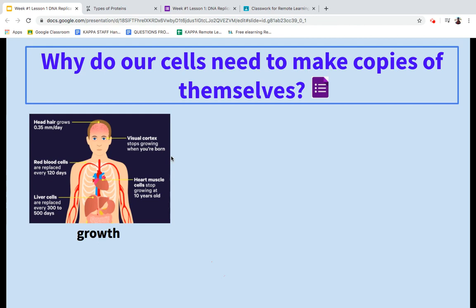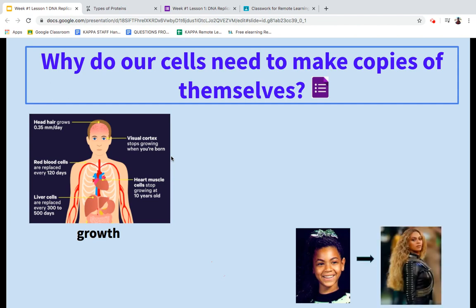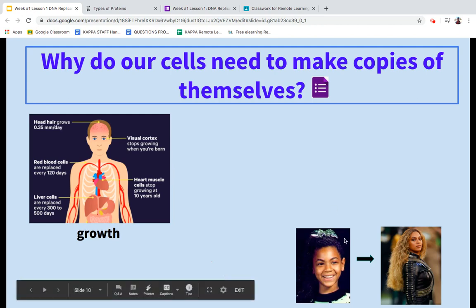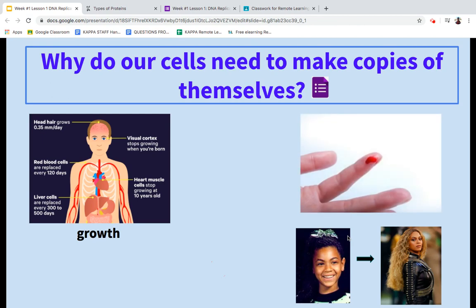Also, if you think about it, think about what you looked like when you were little. That's Beyonce, FYI. And think about what you look like now. You probably do look like Beyonce because you're a superstar. And you've grown so much from when you were younger. And that is possible through cell division. Why else do cells need to make copies of themselves? Well, your body needs to repair itself. So whenever you get an injury, you get a cut, your body needs to heal and repair.